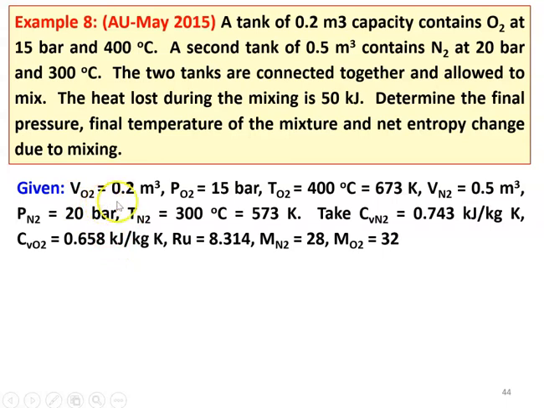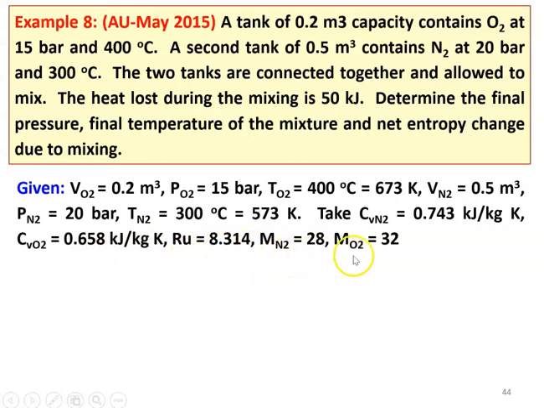So volume of O2 0.2 meter cube, pressure of O2 15 bar, temperature is 400 degrees Celsius, which is 673 Kelvin. Volume of N2 0.5 meter cube, pressure is 20 bar, temperature is 300 degrees Celsius, which is 573 Kelvin. We have to take the constant Cv for nitrogen, 0.743 kilojoules per kilogram Kelvin. Cv for oxygen, 0.658 kilojoules per kilogram Kelvin. And universal gas constant, 8.314.